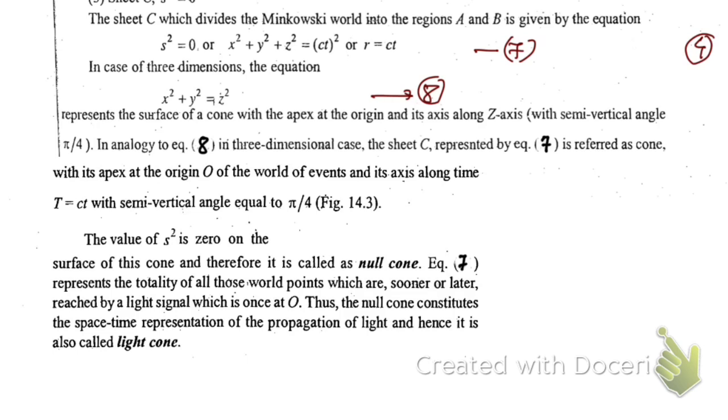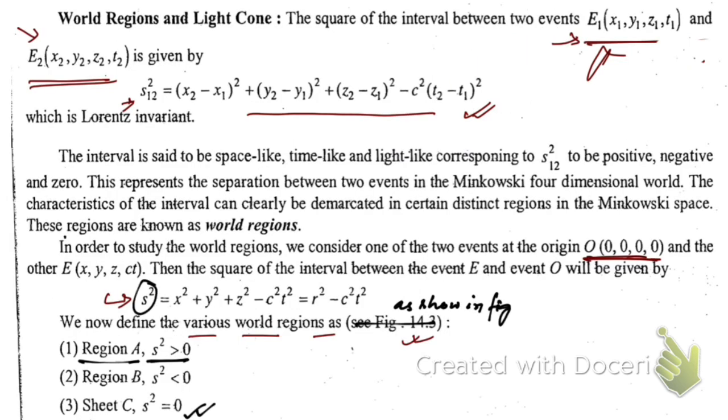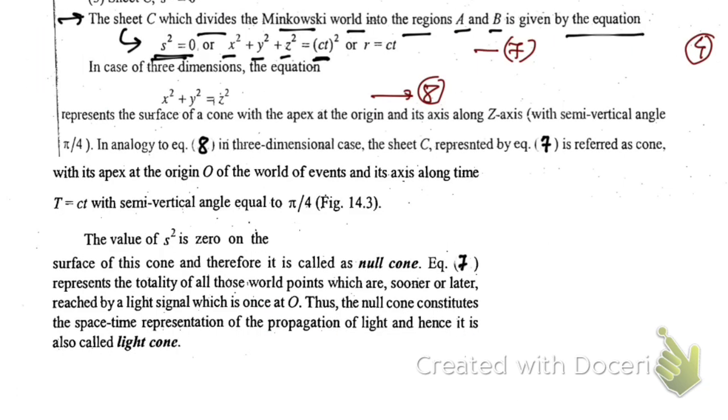So now the sheet C, which divides the Minkowski world into the regions A and B, is given by these equations: s square is equal to 0 and x square plus y square plus z square is equal to c square t square. When s square is equal to 0, from this equation you can write this, and this is represented by r. So simply they're writing r square is equal to c square t square, that's why r is equal to ct, right? This is equation number 7 we have taken. Hope you have understood this.